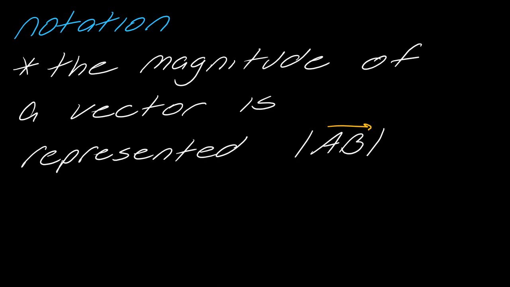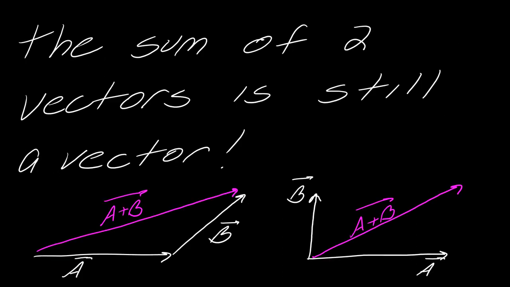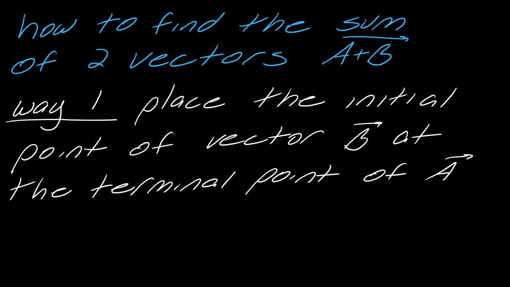Okay, so two vectors are equal if and only if they have the same direction and magnitude. That is what makes two vectors equal. And then another thing is the sum of two vectors is still a vector, which seems kind of odd, right? Because it's just arrows going in a direction. But yes, you can add them together. This is a visual representation of what they look like, and we're going to talk about how to do that now in this video and get you some sense of that. So let's talk about how to find the sum of two vectors.